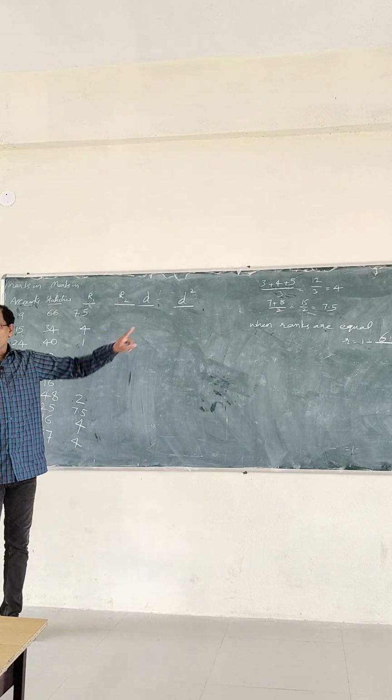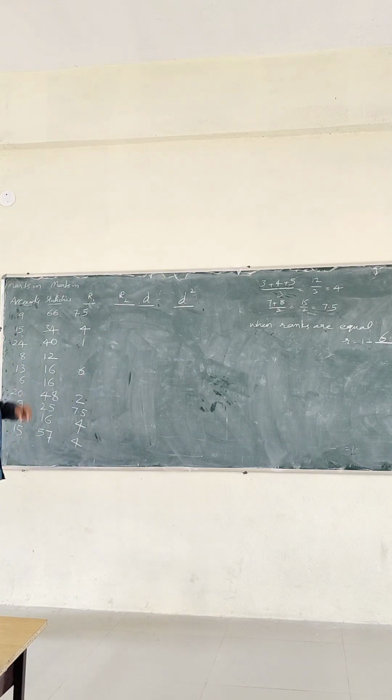So 7, 8 are over, next rank is 9. For 8 we have to allot 9th rank, for 6 we have to allot 10th rank. Did you understand? Is there any doubt?